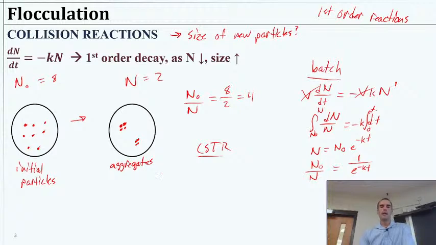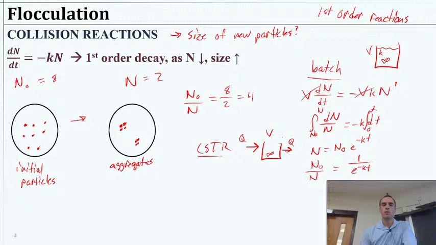So in this case, the batch, which I should have drawn in the first place, is just a batch of water. It's got some volume, and it's got some reaction rate constant. In the case of a CSTR, we have flow through, some volume, it's mixing, so we have a flow, an initial and a final, and some reaction rate constant in there.